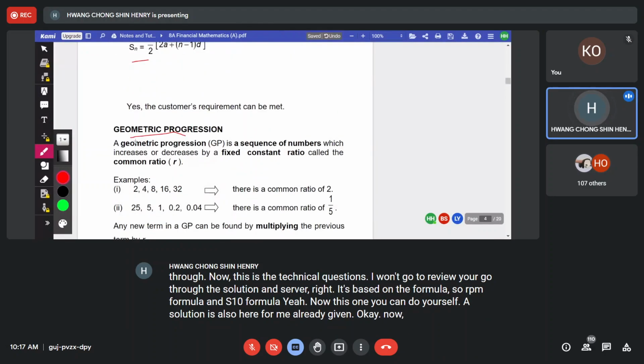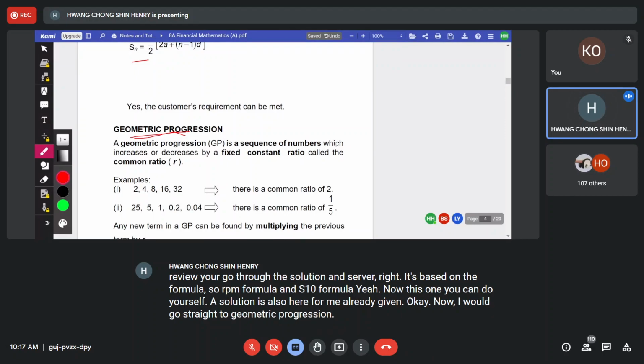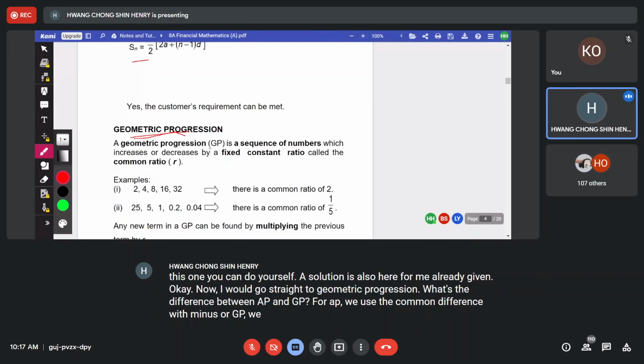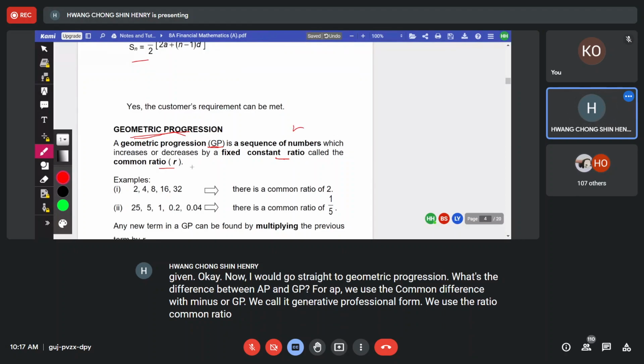Now I will go straight to geometric progression. What's the difference between AP and GP? For AP, we use D, the common difference, where we subtract. For GP, geometric progression, we use the ratio, the common ratio, R.